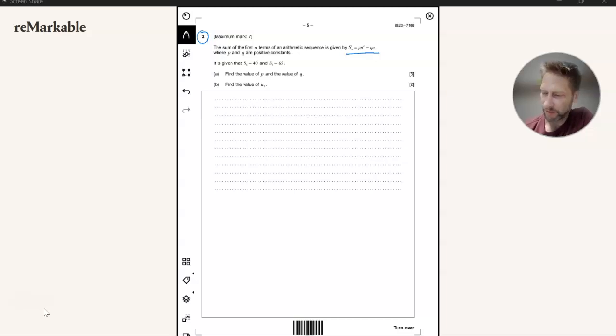Where we know that P and Q are some positive constants, then we're given the information that S4 is 40 and S5 is 65. And how do you just connect these? Well, the thing is that 40 is equal to S4, and we just had a way of calculating S4 because it's right up there. This is P times 4 squared minus Q times the n, that is 4. So this is 16P minus 4Q.